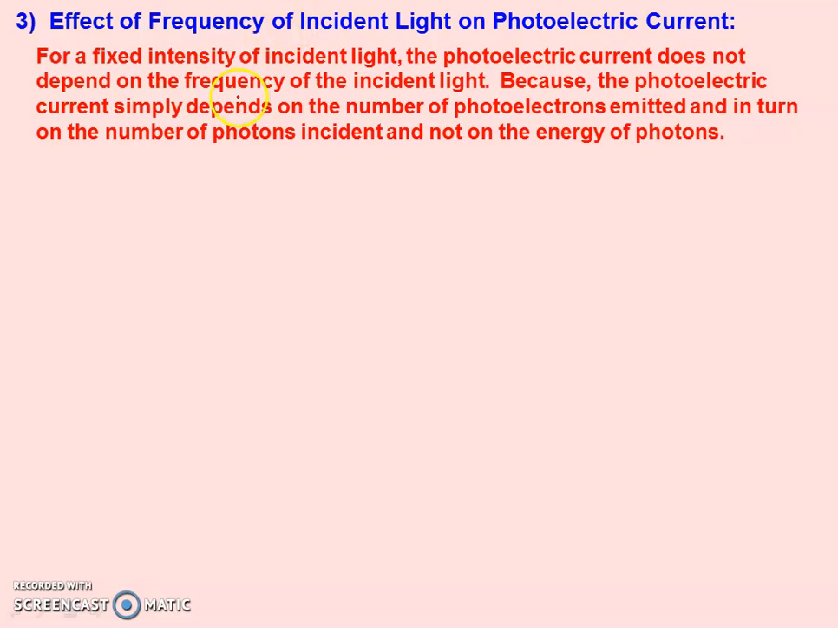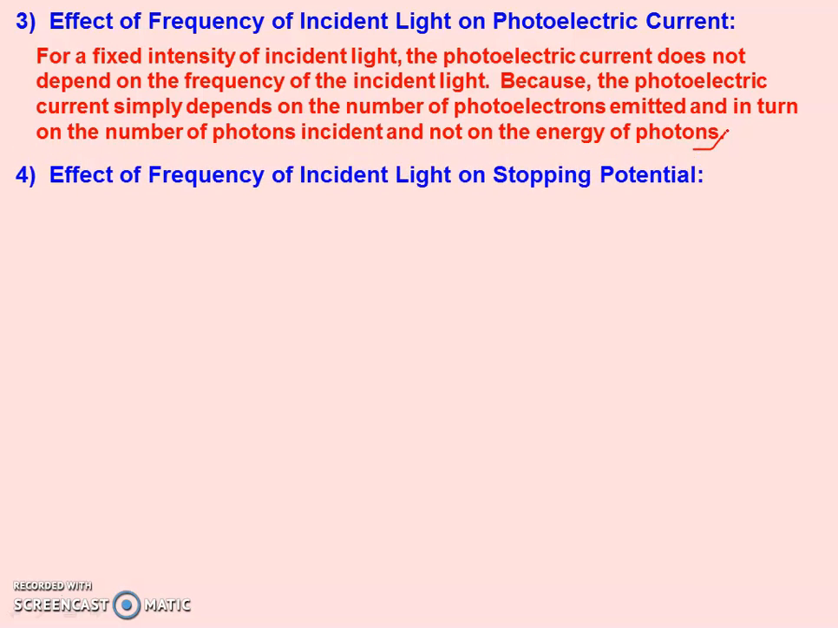Now for fixed intensity of incident light, the photoelectric current does not depend on the frequency of the incident light, right? It means photoelectric current is independent of frequency, because the photoelectric current simply depends on the number of photoelectrons emitted, in terms of the number of photons incident, and not on the energy of the photon. So photoelectric current only depends on intensity but is independent of frequency, right?